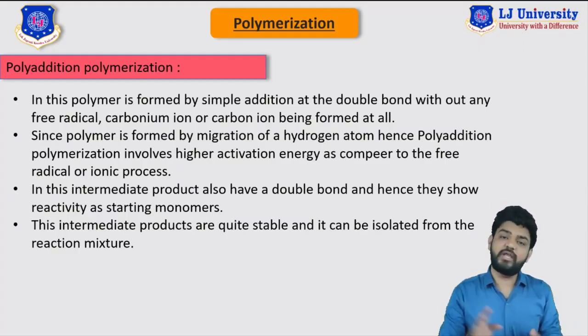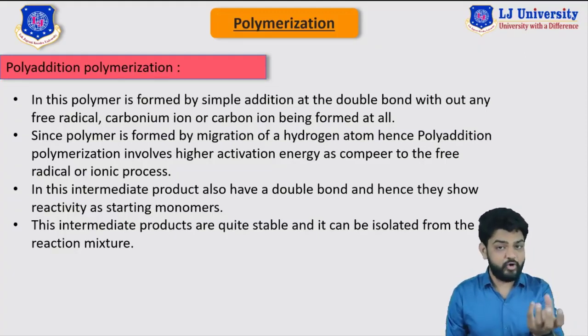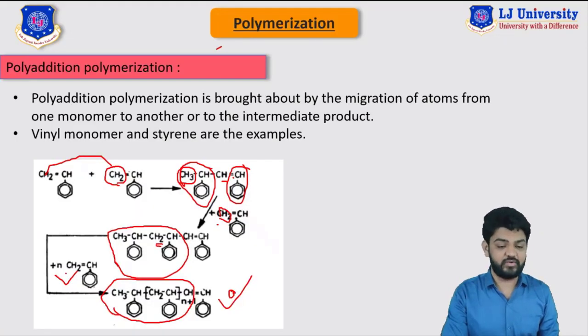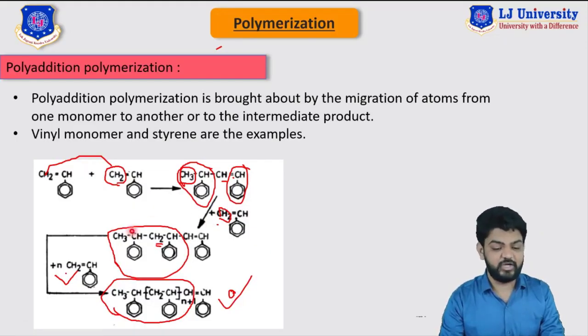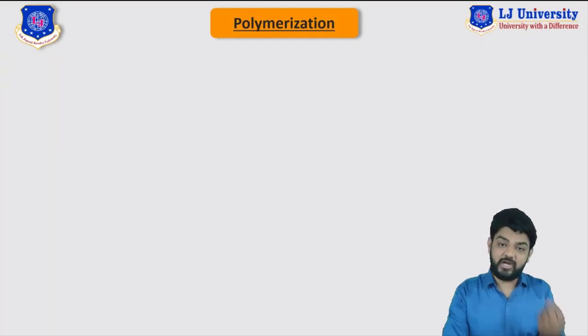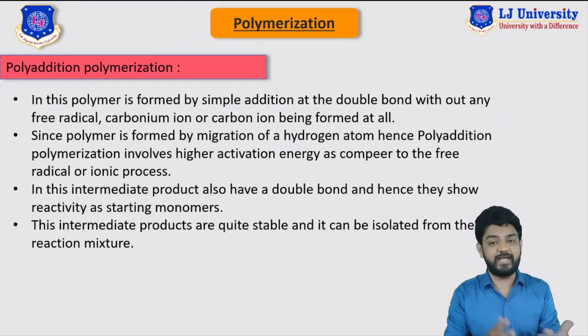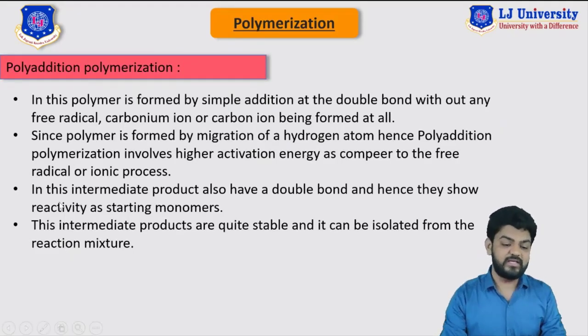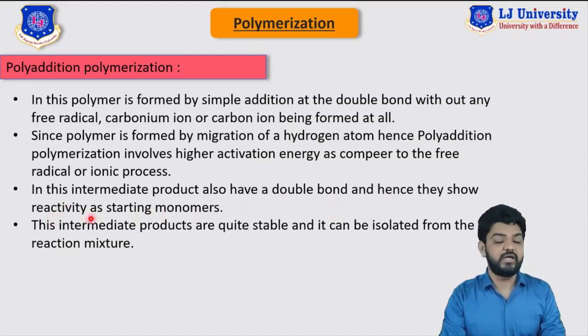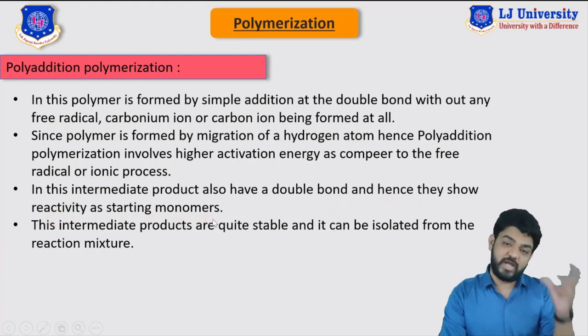So this is not all, but the intermediate product that is produced in this addition polymerization, like this, you can see here in this image, this particular component also has some value. So we can separate out this intermediate product as well from this addition polymerization, right? This intermediate product also has a double bond, and hence it shows reactivity like the starting monomers.